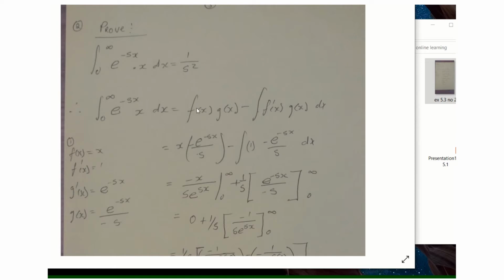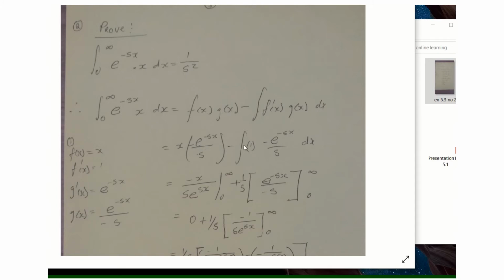Integration by parts, the formula is the function of x, g(x), minus the integral of the derivative of the function times g(x) dx. Our function of x from the priority table, we know our function of x is x. The derivative of it is a 1. Our e raised to minus sx is our g prime. And the integral of this to get it to g(x) is e raised to minus sx divided by minus s.